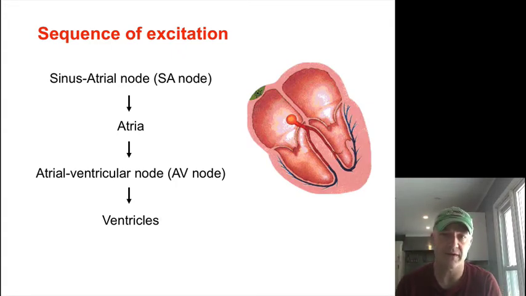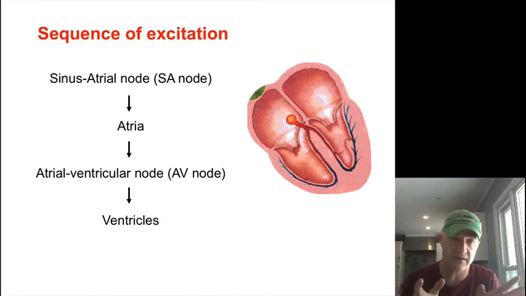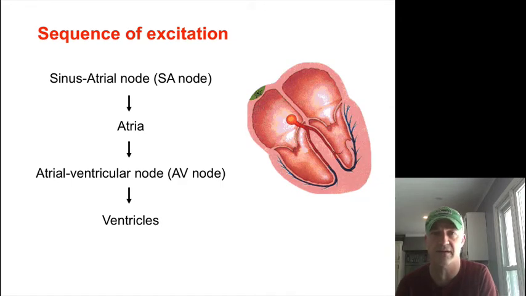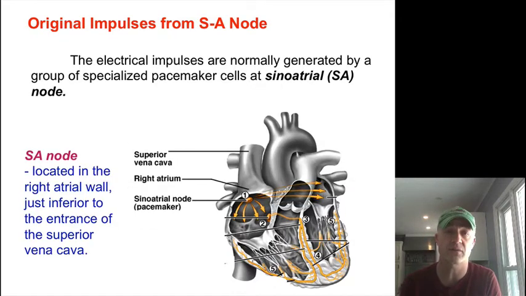So, what we're going to see here is this is going to start with what is referred to as the sinoatrial node and move through the atria. It then is able to connect to what is referred to as the AV node, and that is going to then link this to the ventricles. And we're going to spend a little bit of time talking about how this works.